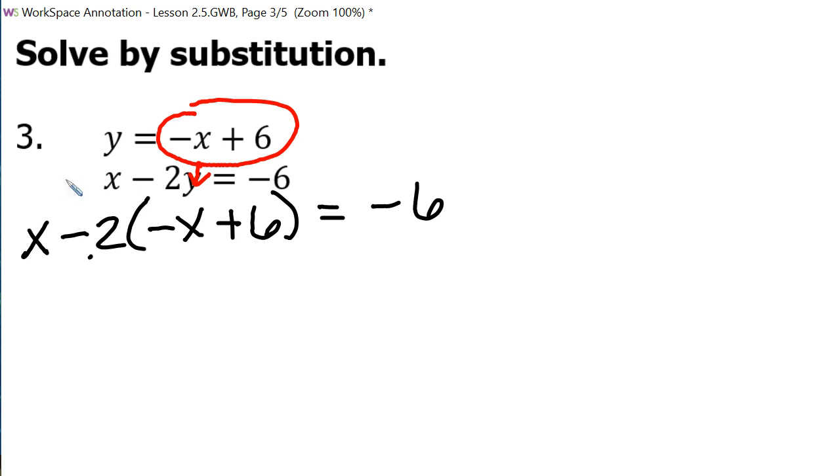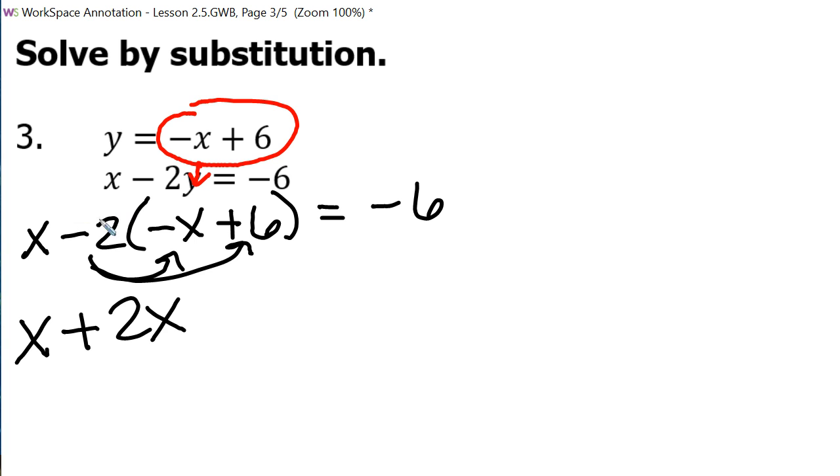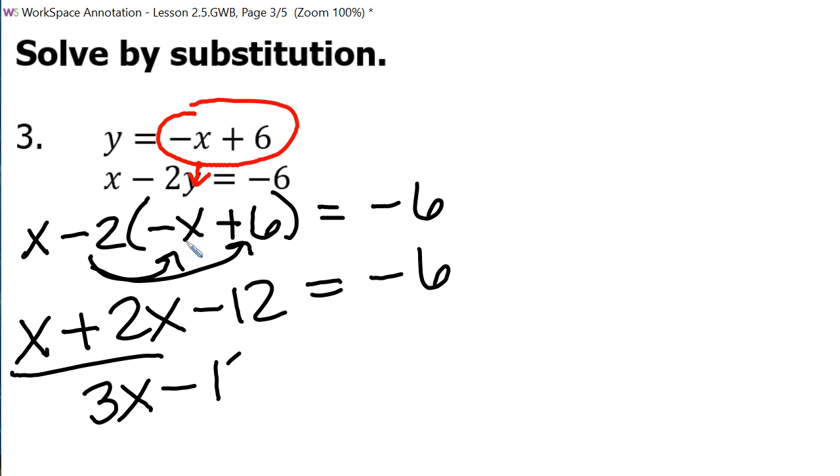Now we need to distribute that negative 2. So we have an x. So what's negative 2 times negative x? Positive 2x. And what's negative 2 times 6? Negative 12. Negative 12 equals negative 6. What's next? Combine your like terms, so 1x plus 2x is 3x. Minus 12 equals negative 6.